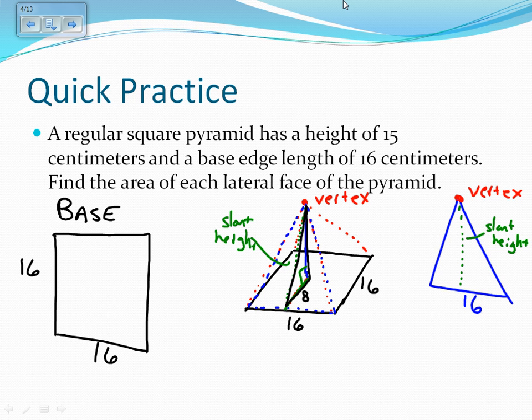What is the height for your whole pyramid? 15, and that's given to us in the problem. So if I draw this triangle flat, the height again here is 15. The distance to the edge of the pyramid, the distance to this edge over here, is 8. And what is this? This is the slant height.